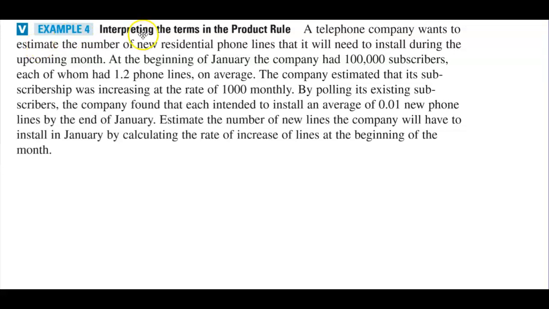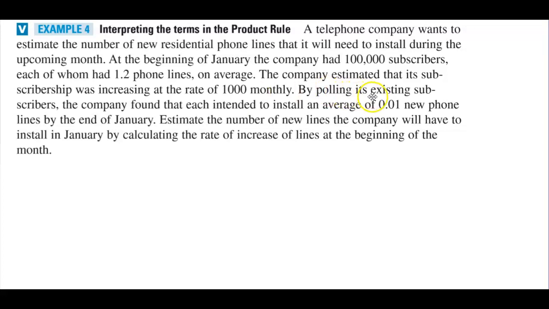Example 4. Interpreting the terms in the product rule. A telephone company wants to estimate the number of new residential phone lines that it will need to install during the upcoming month. At the beginning of January, the company had 100,000 subscribers, each of whom had 1.2 phone lines on average. The company estimated that its subscribership was increasing at the rate of 1,000 monthly.